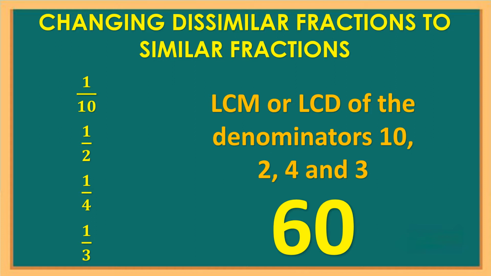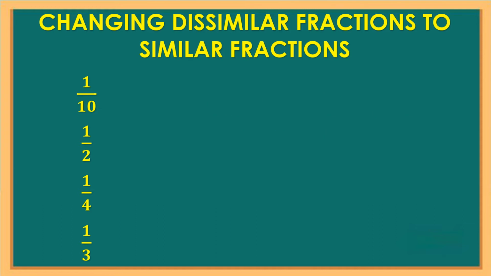60 can be divided by 10 evenly. 60 can be divided by 2. 60 can be divided by 4. And 60 can be divided by 3. Let us first start with 1/10. So we have 60 as its denominator. 60 divided by the denominator 10 is 6. Multiply to the numerator 1, the answer is 6. So the new fraction now, which is an equivalent fraction also of 1/10, is 6/60.